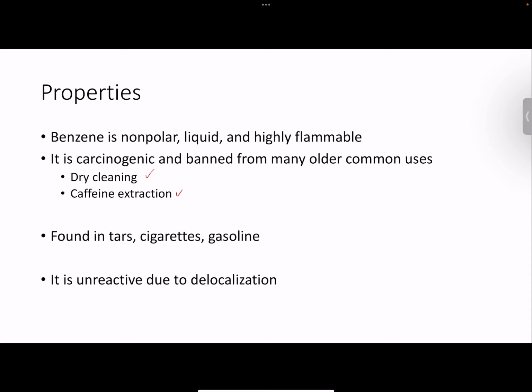They are also found in tars, cigarettes, gasoline. We should update this to vape cartridges. Not directly. Manufacturers don't put benzene in things like cigarettes and vape cartridges on purpose, but when you burn the organic molecules that are in there, the benzene becomes a byproduct and it gets produced and it stays in the lungs. And then finally, it's unreactive again because we talked about delocalization.